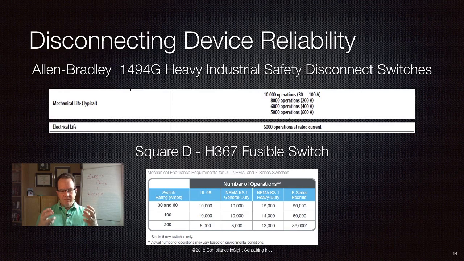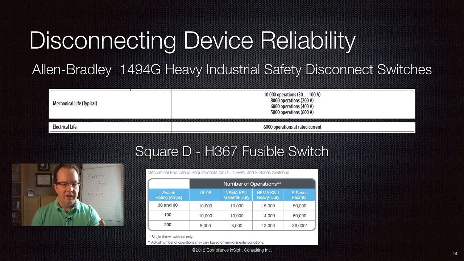So to really put some meat on those bones, I wanted to look at the reliability requirements. Okay, so when we look at the upper set of data, that's from an AB 1494G switch, and you can see Allen Bradley's given us both mechanical operational data and electrical life.